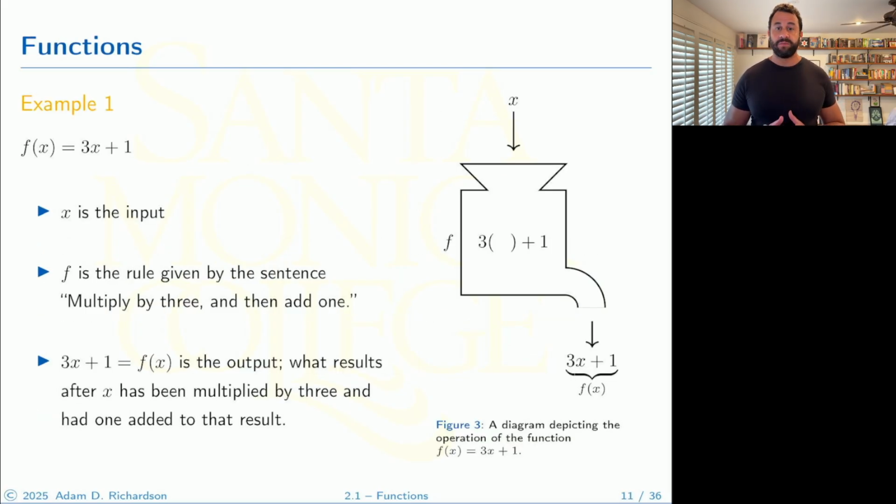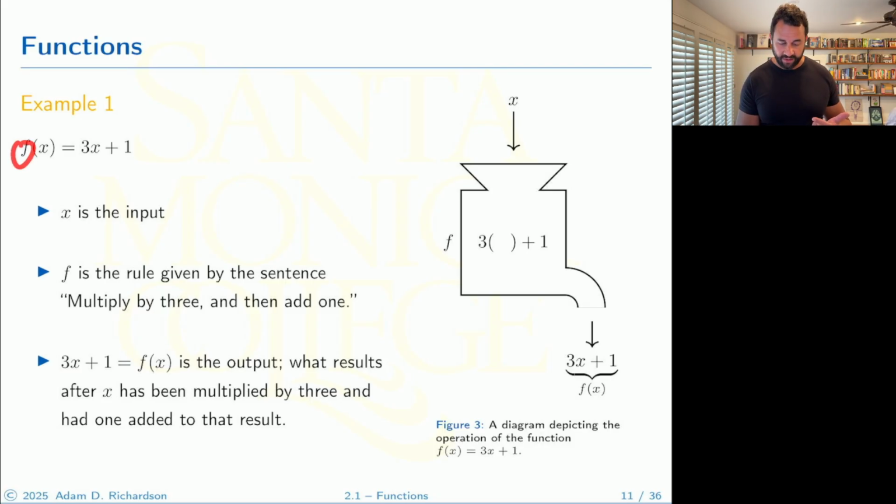Let's look at some examples and build some intuition. How about this? This is a nice, simple algebraic function: f of x is equal to 3x plus 1. Let's break it down into the pieces. x is the input. Makes sense, right? f is the rule given by this sentence. The rule is multiply by 3 and then add 1.